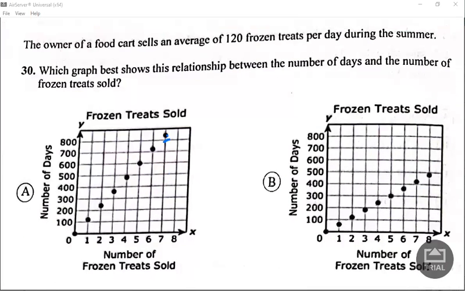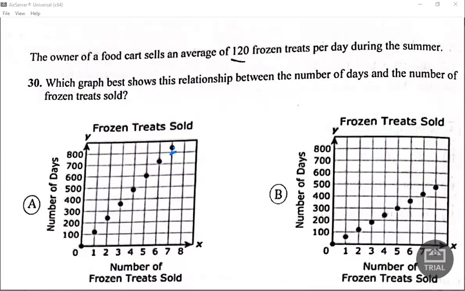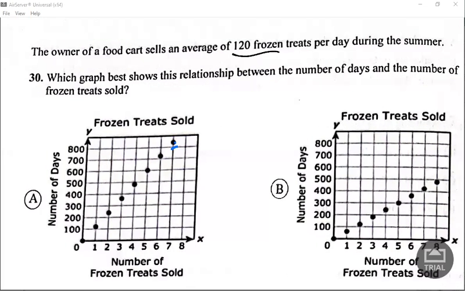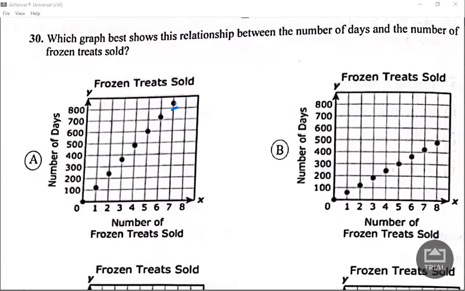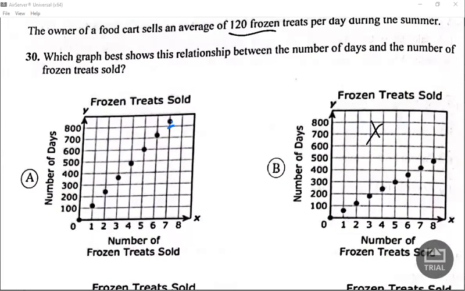The owner of a food cart sells an average of 120 treats per day during the summer. Which graph best shows the relationship between the number of days and the number of frozen treats? All right, so we can eliminate this one. Why can we do that? If it averages 120, that means if it's for 8 days, it's gonna be 8 times 120, which is 960, right? This is nowhere near 960. All right. This one also. All right. These two are very interesting.